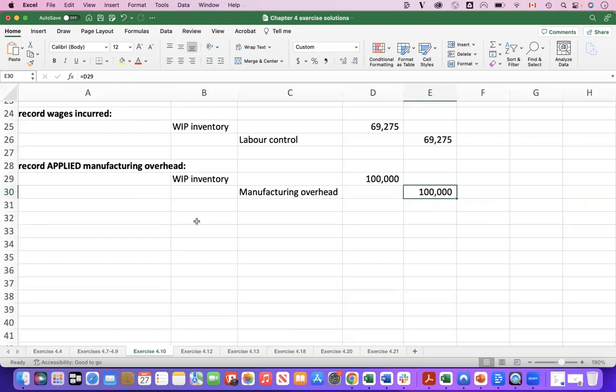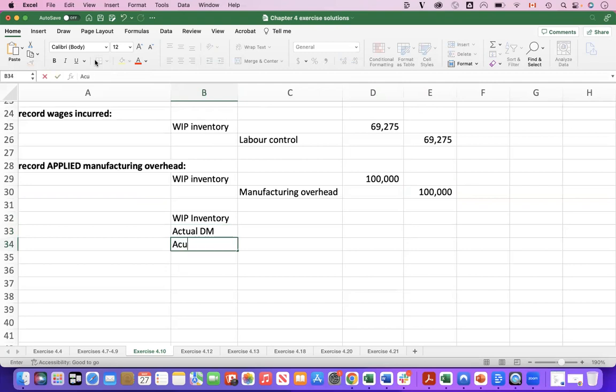Just a quick talk on what the work in process inventory account is. Remember, work in process inventory represents the production costs being incurred on units or jobs being worked on currently. These are ones that we are working on, we have not yet completed. In this case, work in process inventory has in it actual direct material used, actual direct labor, and applied manufacturing overhead.